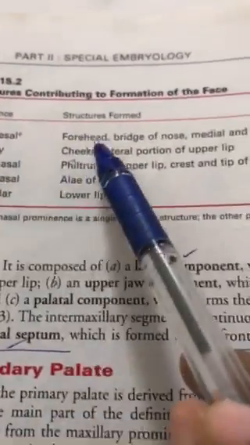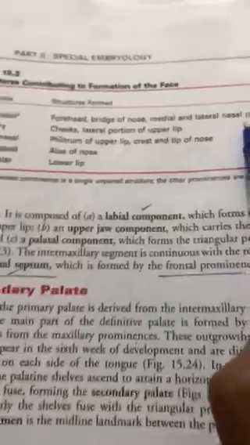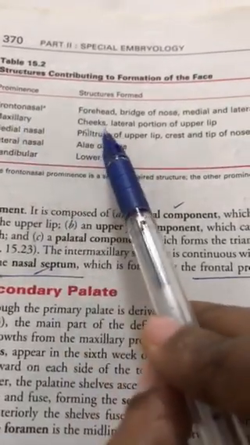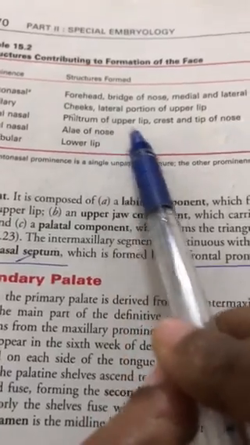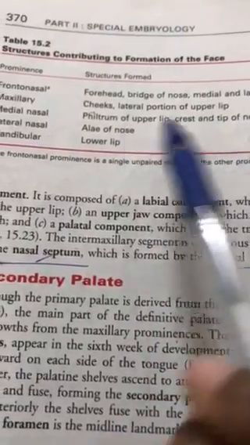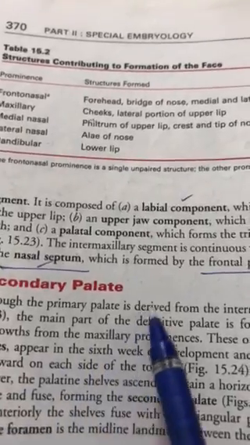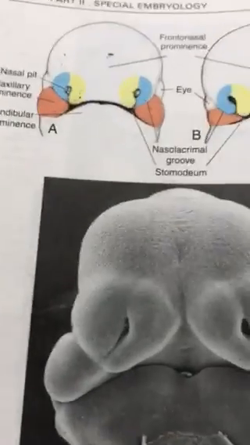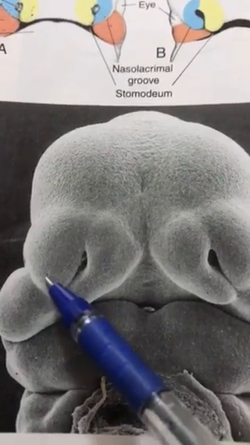So the frontonasal process forms the forehead and bridge of the nose, and the medial and lateral nasal processes I have told you. Maxillary will form the cheek and the lateral portion of the upper lip, and the medial nasal process forms the philtrum of the upper lip and the crest and tip of the nose. Lateral nasal processes alone form the ala of the nose.